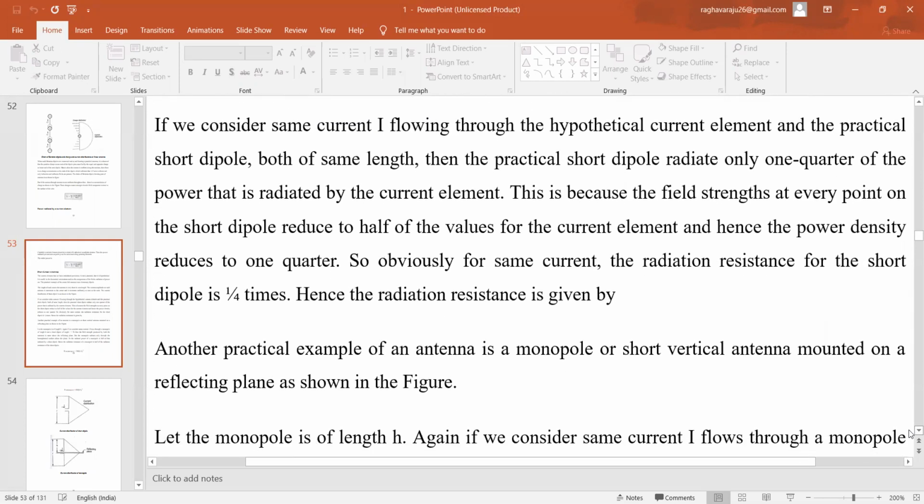If we consider the same current flowing through this current element and the practical short dipole of the same length, then the practical short dipole will radiate 1/4 of the power radiated by the current element. This is because the field strengths at every point on the short dipole reduce to half of the values for the current element, and hence the power density reduces to 1/4. So obviously, for the same current, the radiation resistance of the short dipole is only 1/4 times. Hence the radiation resistance is given by this.